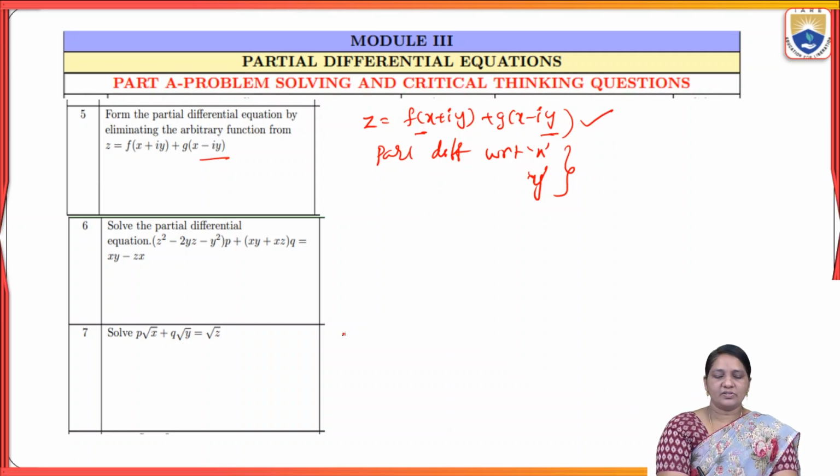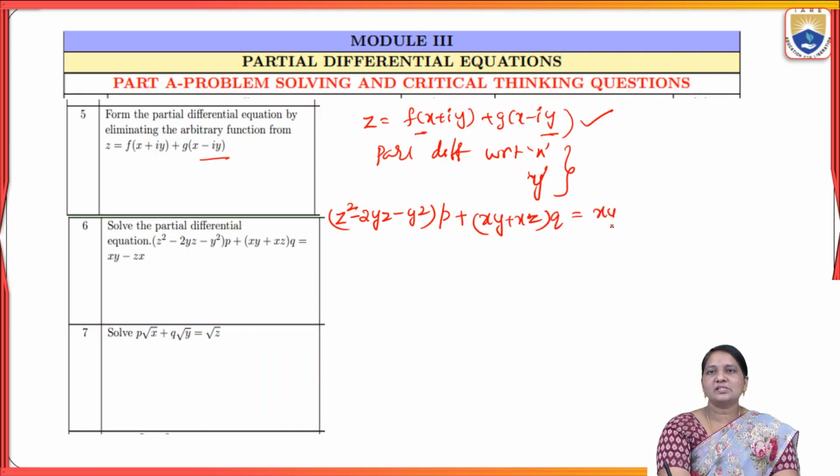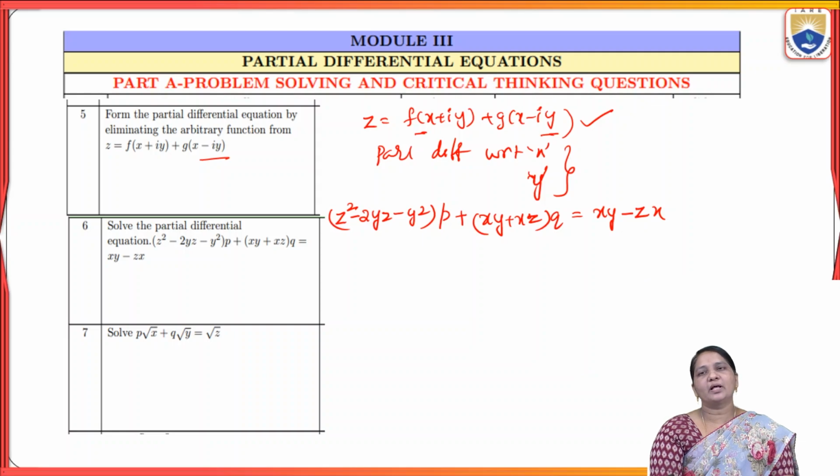See here, next the sixth one we have: solve the partial differential equation. So here they gave z square minus 2yz minus y square into p plus xy plus xz into q is equal to xy minus zx. So here we are going to solve this equation by using the method of grouping and also the method of multipliers. This will depend on the given equation. When you are solving that, then you can identify the methods to solve the equation.